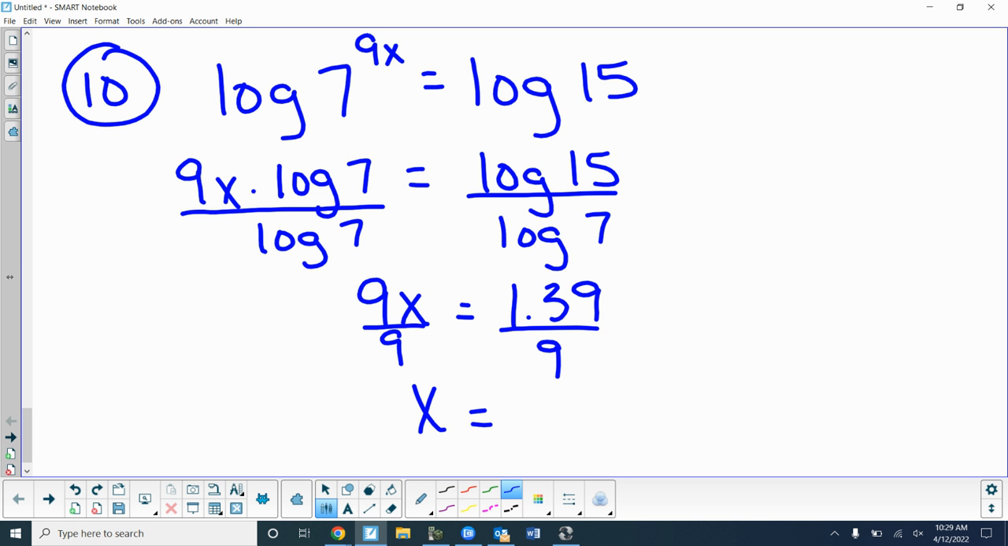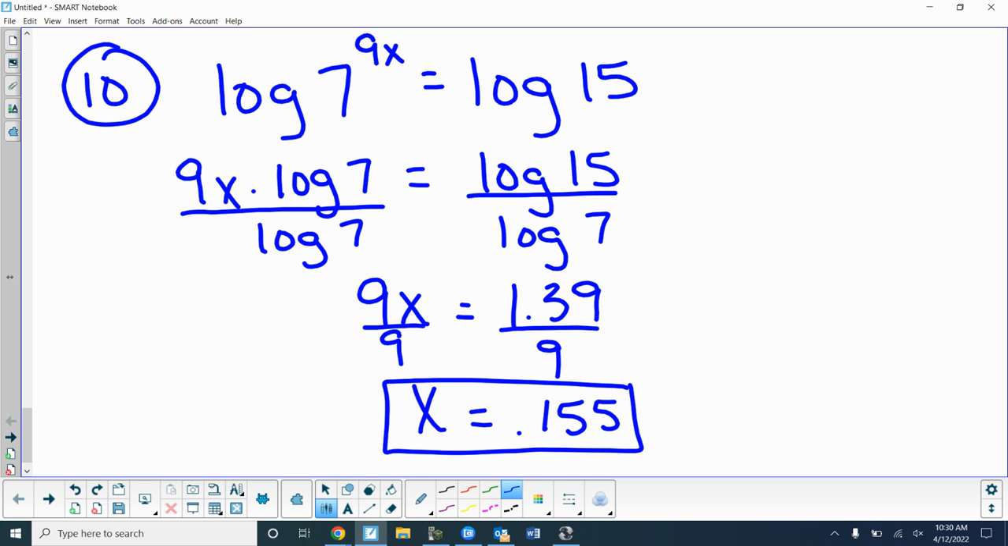And x is 0.155. I kind of rounded it. Another simple one, right?